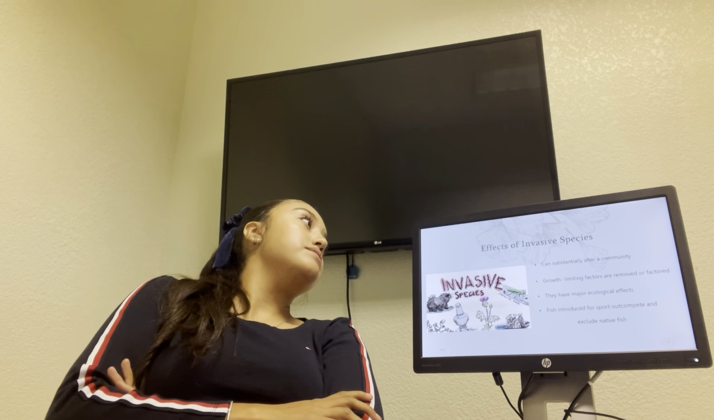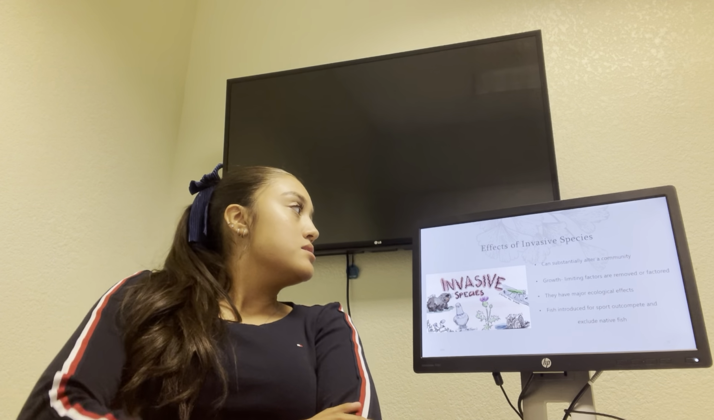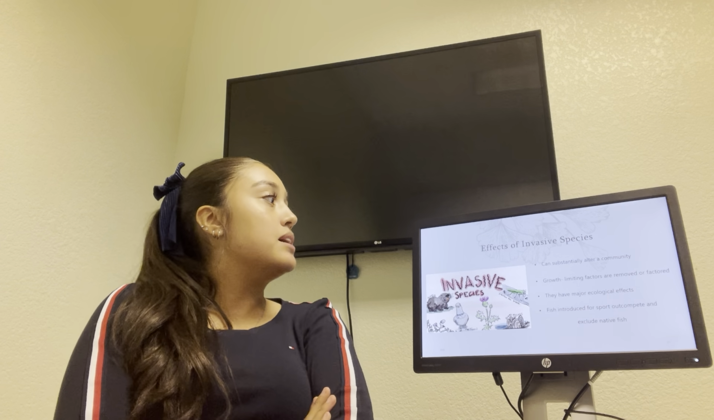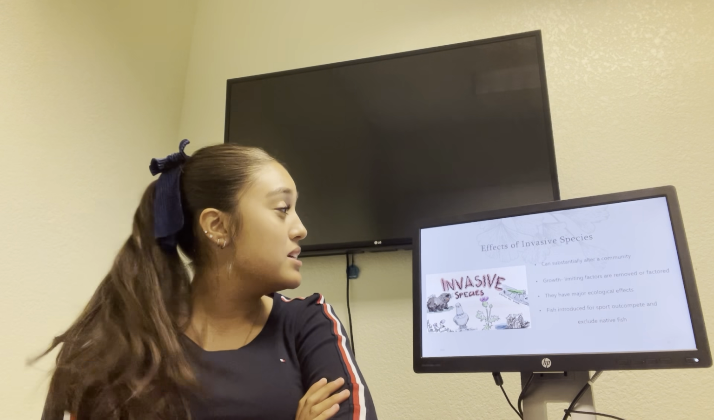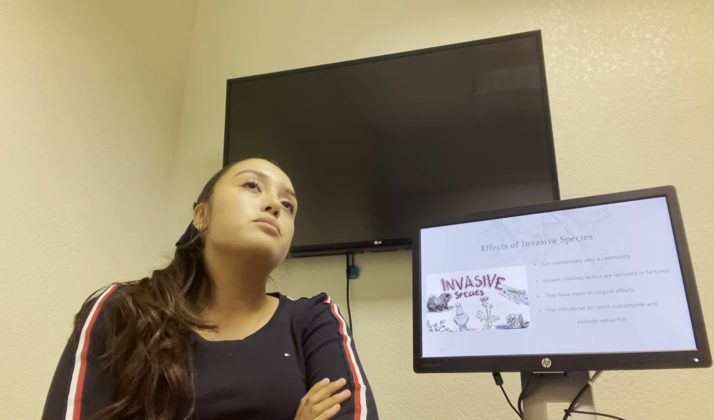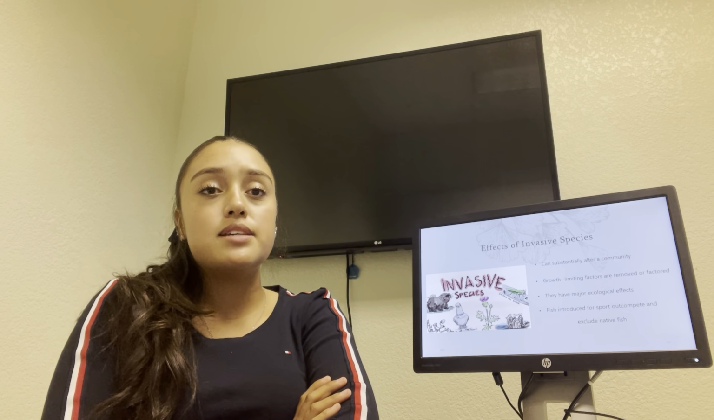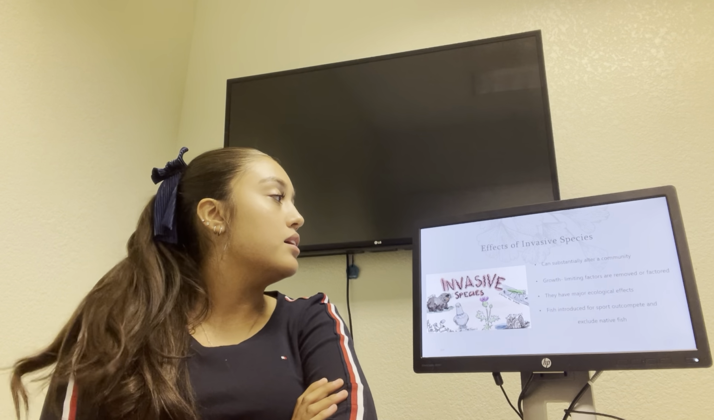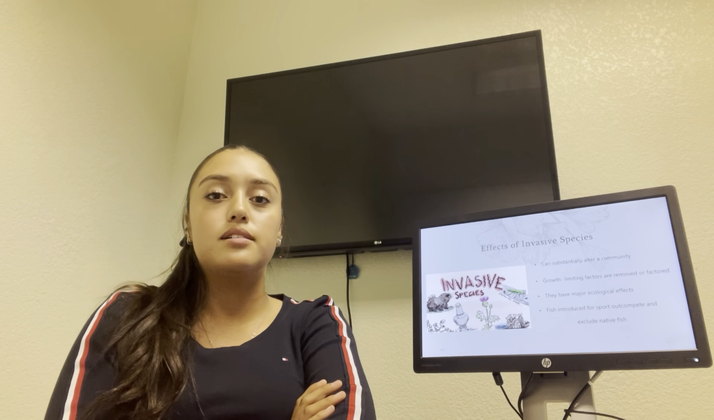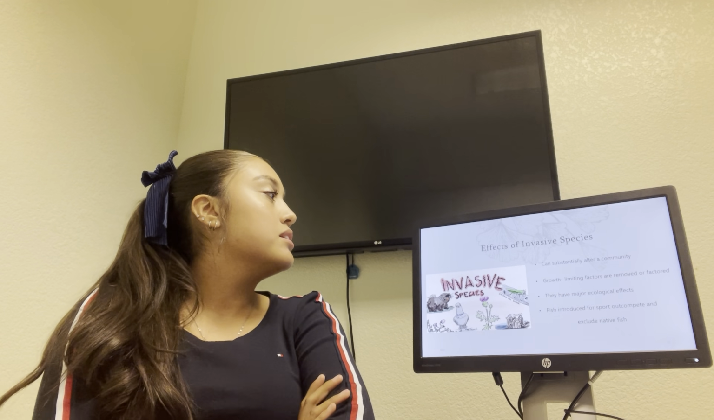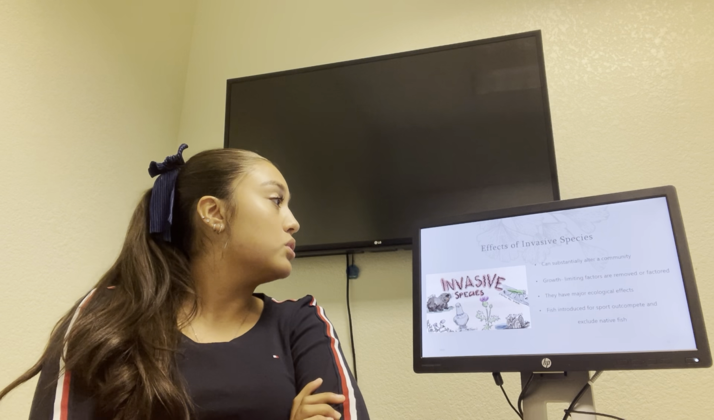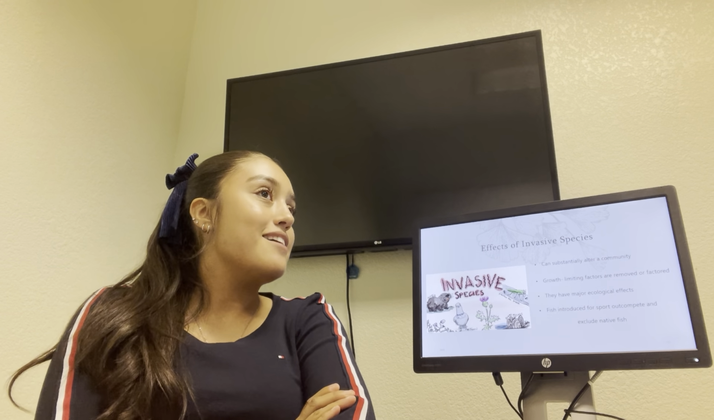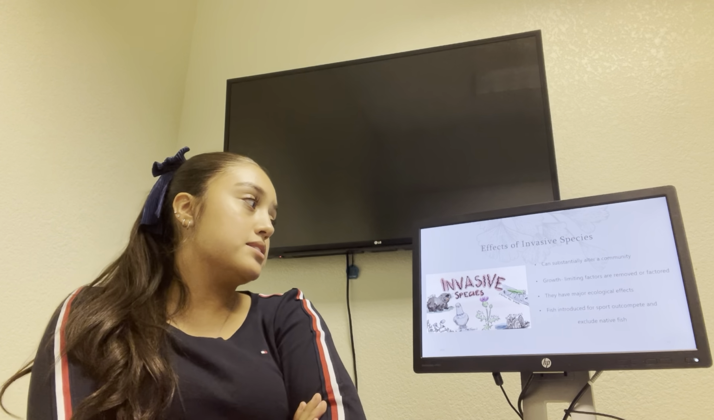The effects of invasive species. So invasive species can substantially alter a community in different ways, like we saw in the video. We saw it take over. We saw that plant take over the house and the electricity. Growth limiting factors are removed or factored. They have major ecological effects.